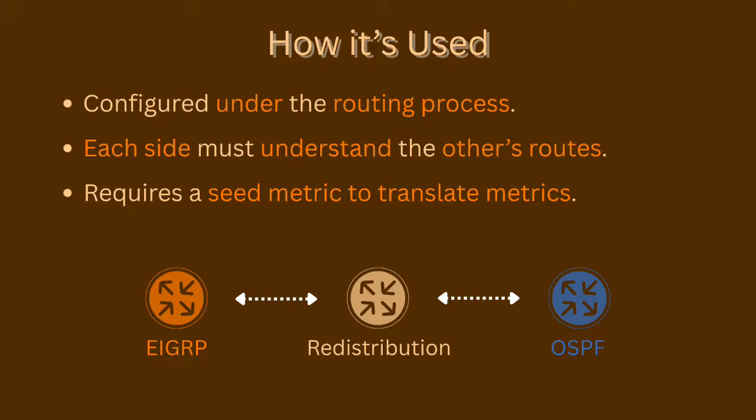EIGRP's metric format. The key is to understand what each protocol uses as a metric. OSPF uses cost, while EIGRP uses bandwidth, delay, reliability, load, and MTU. This helps both protocols make smart routing decisions while avoiding loops or inconsistencies.